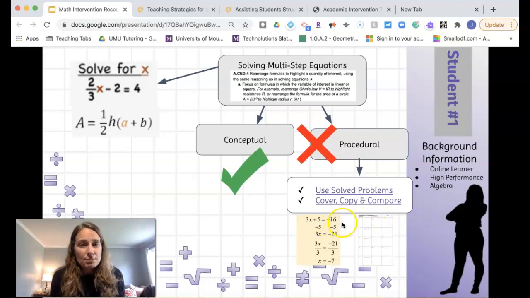We actually began with just multi-step equations, and then about halfway through, we transitioned to literal equations. She almost could seamlessly do literal equations because she understood equations so well before we started. Once I gave her the language or the step or the procedure, and we did that over time, she was very successful and transitioned seamlessly to having both conceptual and procedural understanding. But it really took the combination of that solved problem and the cover, copy, compare over time to make sure she had a solid foundation. And so she's good to go.